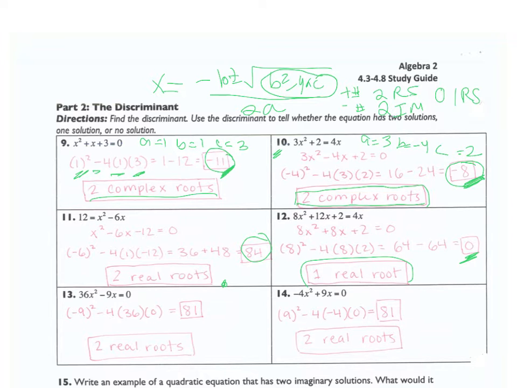For number 13, it's 81, so you get 2 real. For number 14, it's 81. Really just be careful with A, B, and C. Make sure it's in descending order. And for example, for number 14, since you have A is in front of x squared, B is in front of x, the C is the constant. If there's a missing term, put a 0 in its spot.